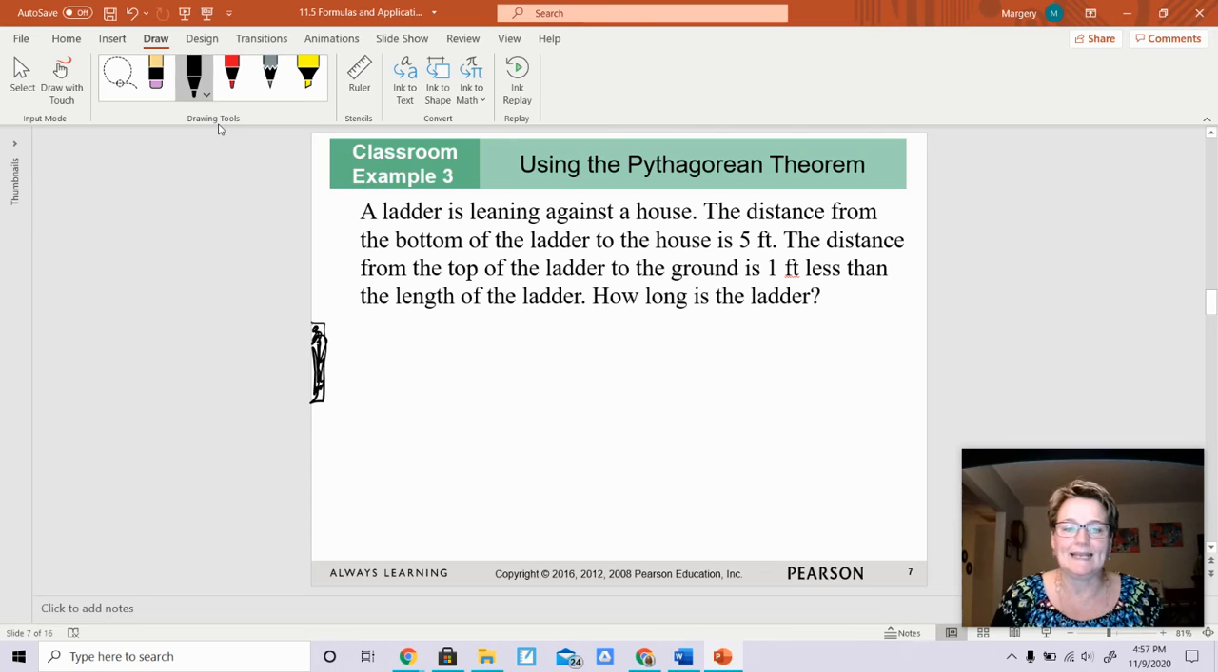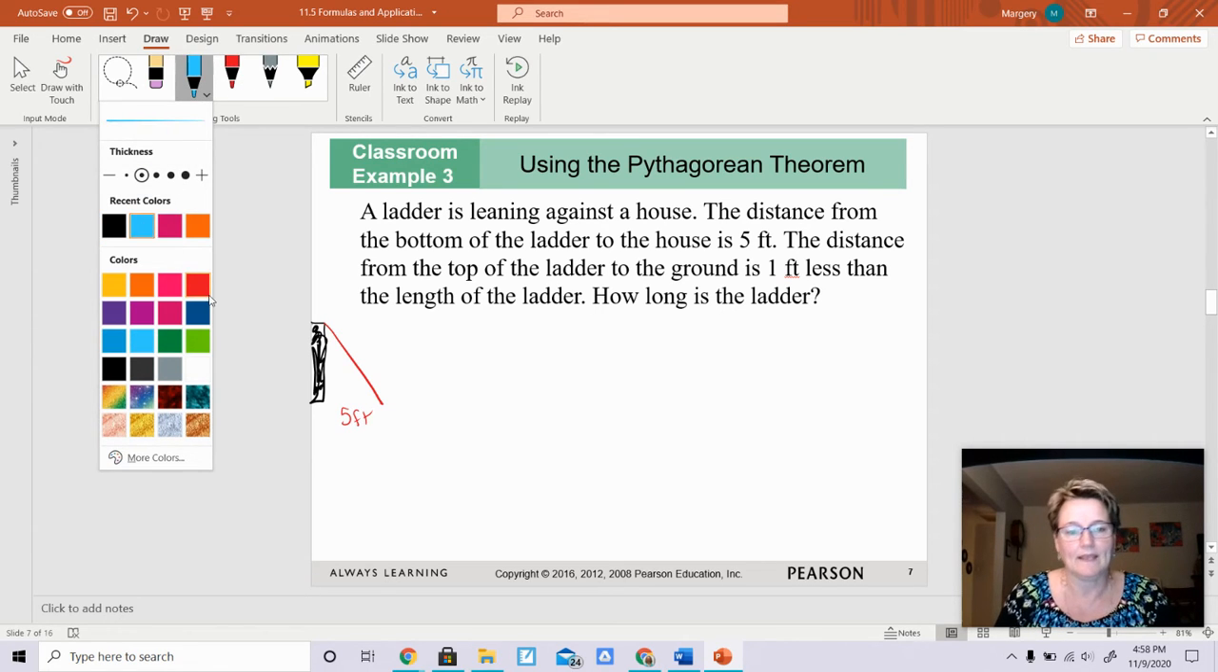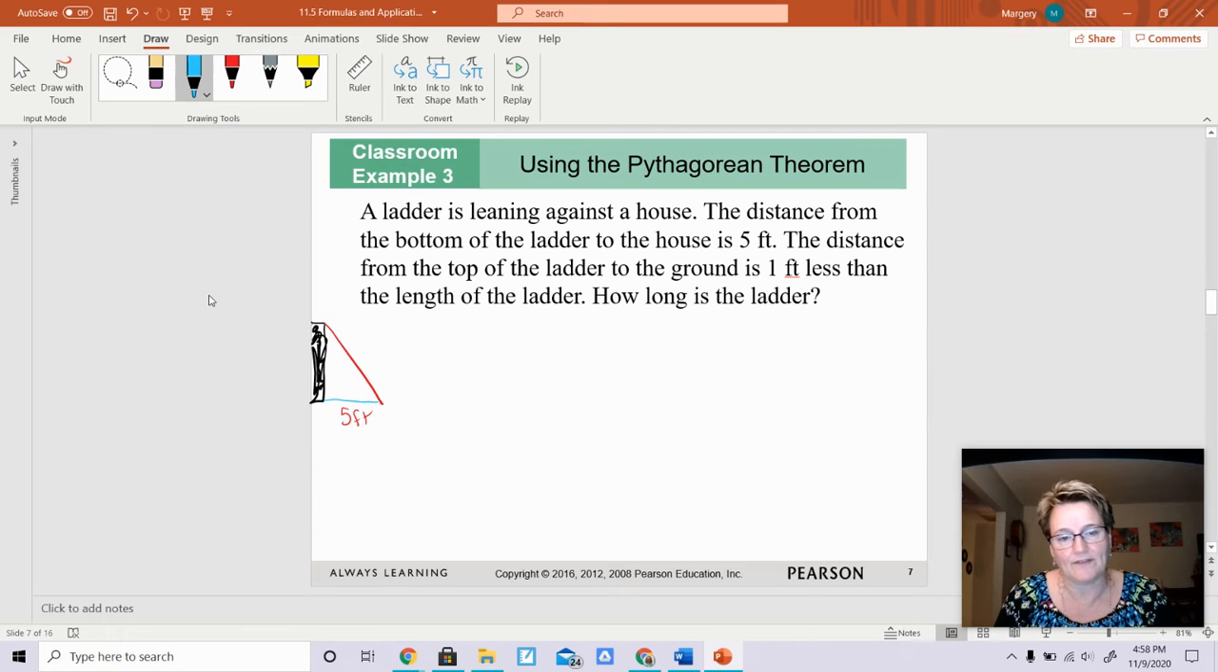A ladder is leaning against the house. So my ladder is right here. And it is a distance of 5 feet from the bottom of the building to the ladder. So this here is 5 feet. Now this forms a right angle, which means we can use the Pythagorean theorem: a squared plus b squared equals c squared. Something from geometry they expect you to memorize.